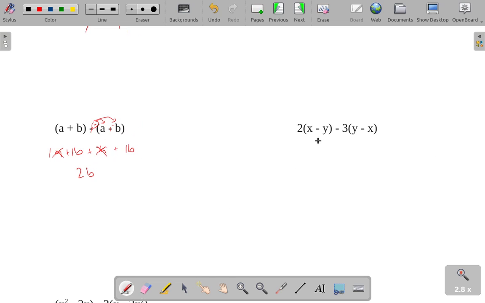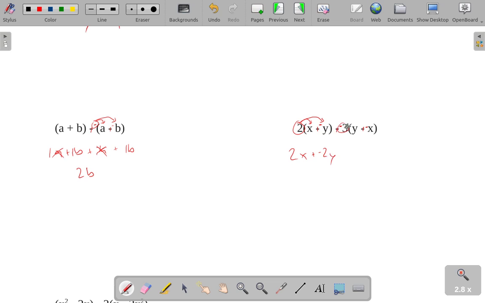Alright. On this one, thinking of everything as addition, like so. I'm going to multiply this 2 through these parentheses so I can drop them, distribute it rather. So I get 2x plus negative 2y. 2 times the opposite of y is negative 2y. 2 times negative 1 is negative 2. That's how those coefficients work out.